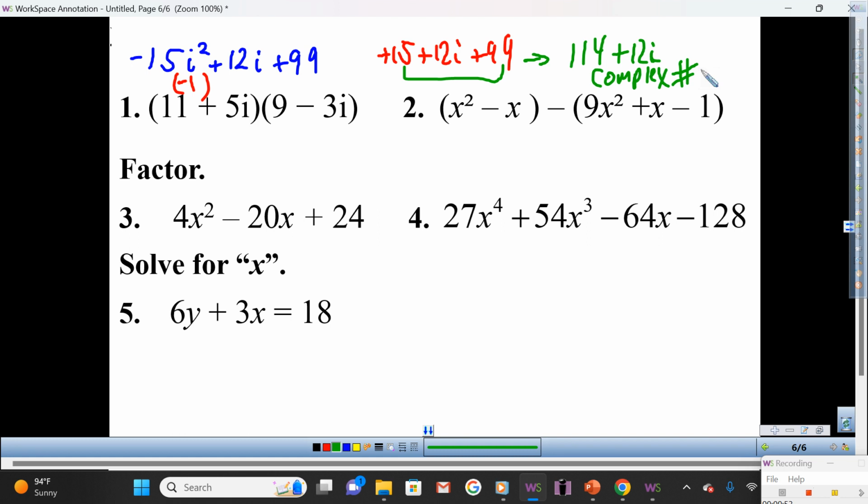All right. Number 2. Andrew, pass to someone. Selena, what'd you get for number 2? Negative what? 8x squared minus 2x plus 1. Hands up if you got that. That is correct.